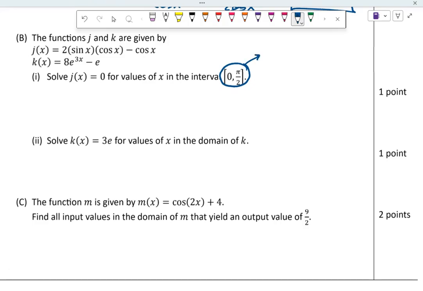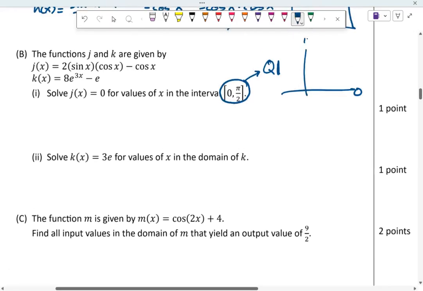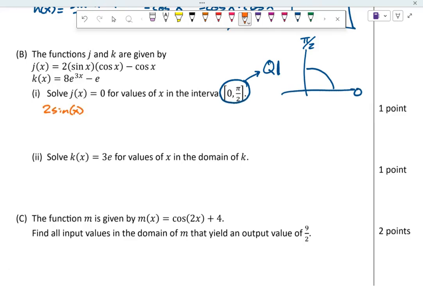First quadrant, right? Because I'm only going from 0 to pi over 2. So that's just our first quadrant. Let's go ahead and set up our equation. So we have j of x is 2 sine x cosine x minus cosine x equals 0.